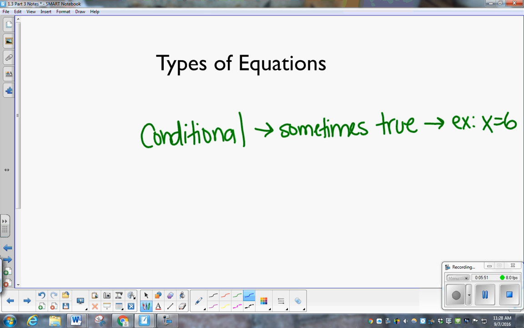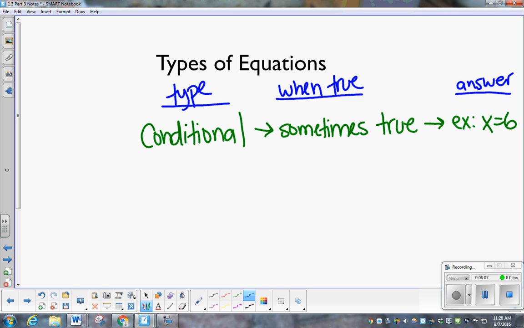Okay, so if we're making a little chart here, this is the type of equation. This is how often or when it's true. And then my last column is what does our answer look like. So if you just get a regular answer like x equals 5, z equals 1, that's a conditional kind of problem, kind of equation. That's what we've mostly been talking about.